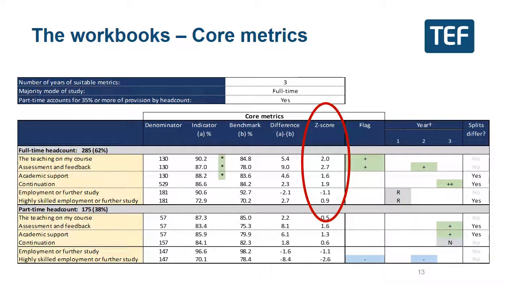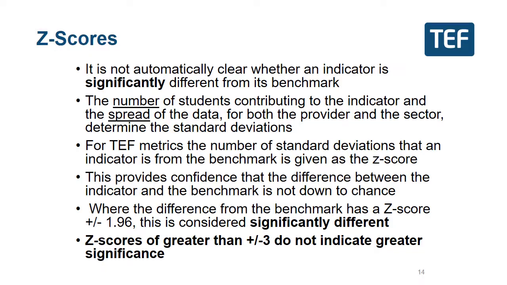So I'll describe these in a little bit more detail now. This does get rather technical. Again, we're looking at a Year 4 provider level workbook, but the Z-score column is the same in the pilots. So it's not automatically clear whether the difference between an indicator and a benchmark is statistically significant. The number of students contributing to the indicator and the spread of the data will affect whether the difference is statistically significant, and that determines the number of standard deviations that a provider's indicator is away from the benchmark.